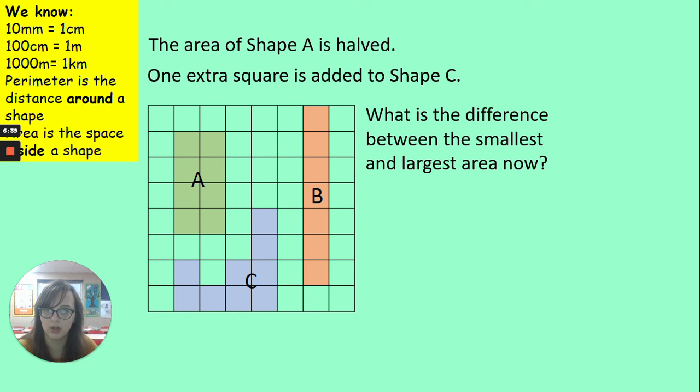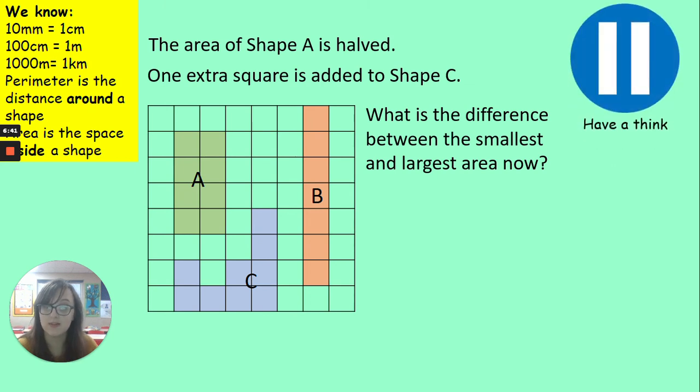Well, this is going to be relatively simple to work out now that we know how big each of these shapes are. If A was 8 squares before and we half it, it's going to have 4 squares of area now. B is going to stay the same, nothing's happening to B, so that's still 7 squares. If we add 1 square onto C, then we'll be left with 10 squares. If we put them into order now, the largest is still C, then followed by B, then A, CBA.